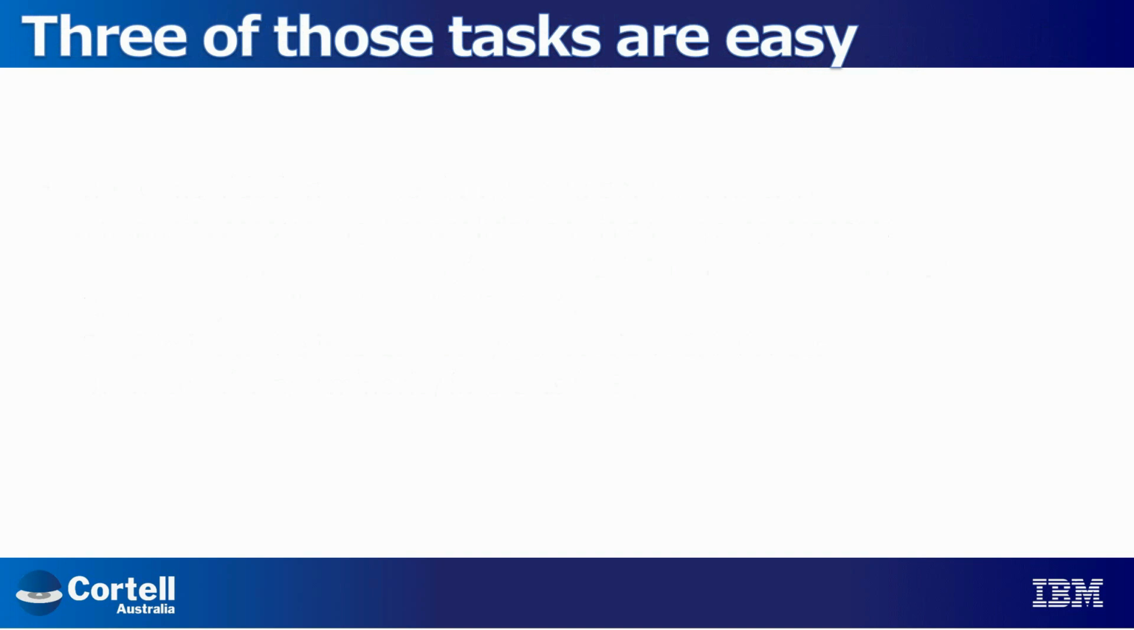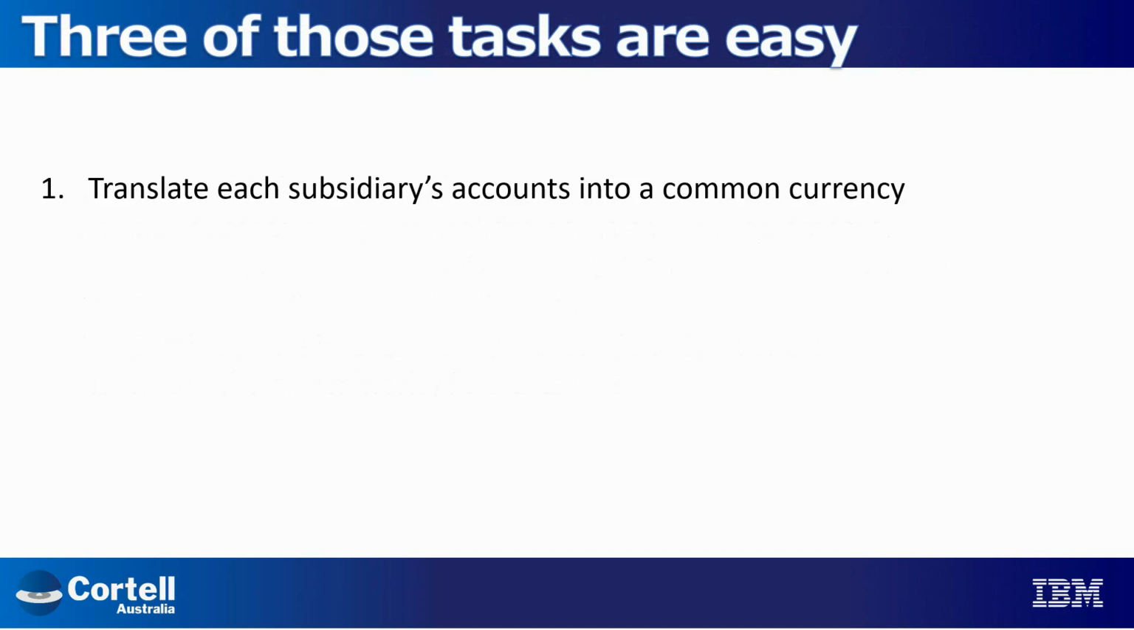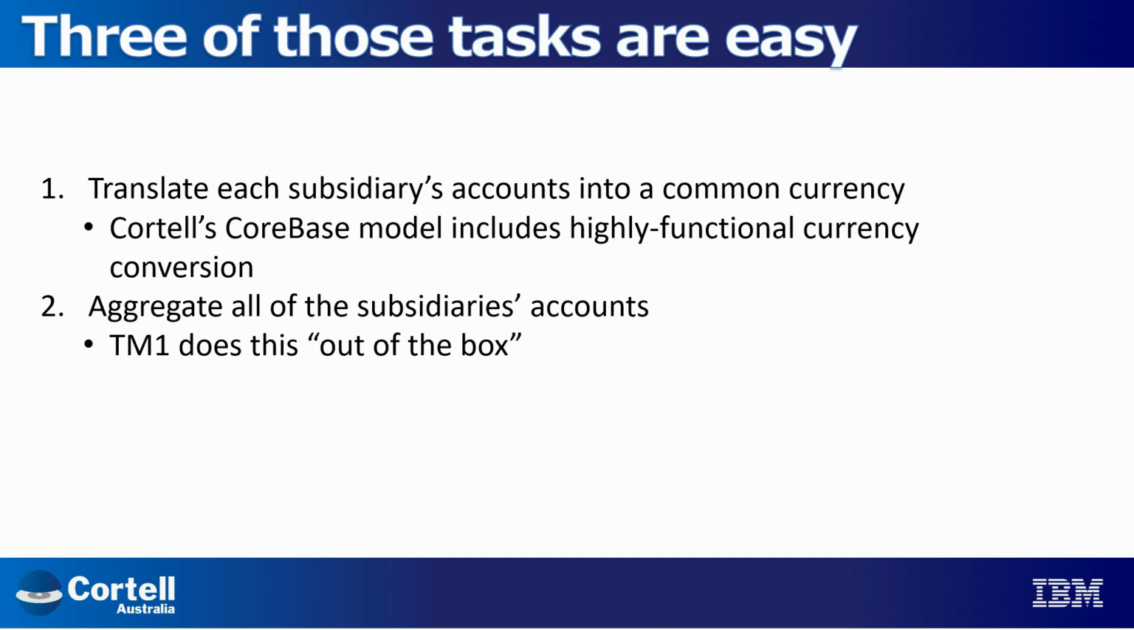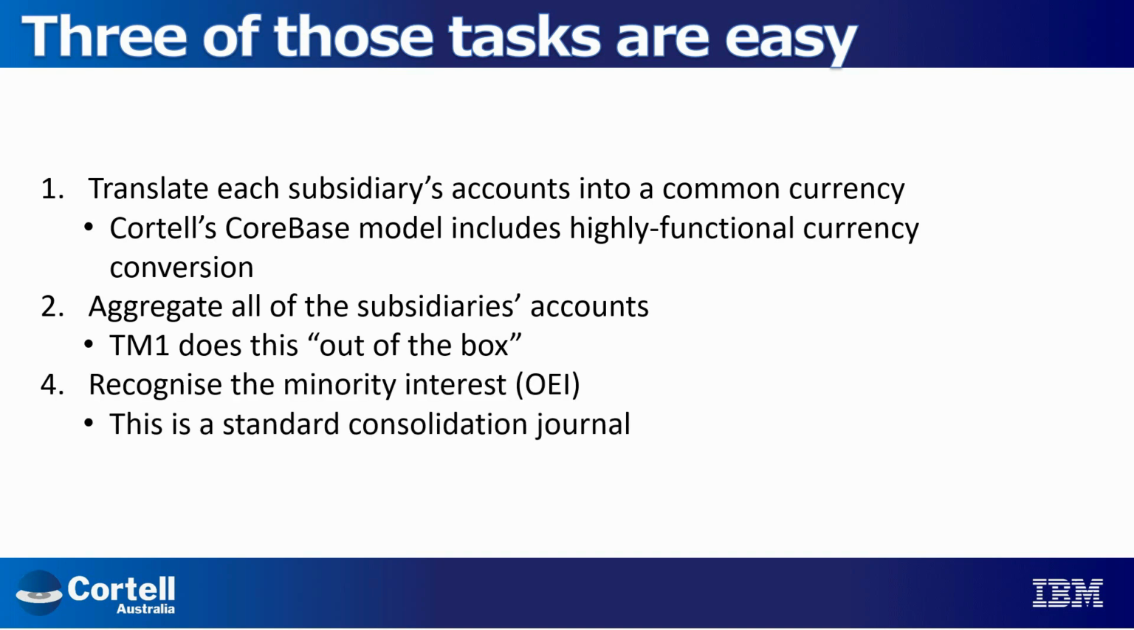Three of those tasks are easy. Translating each subsidiary's accounts into a common currency is something that Cortell's core-based model does extremely well with highly functional currency conversion. Aggregating all of the subsidiaries' accounts, TM1 does that out of the box. Recognizing the minority interest is a standard consolidation journal that shouldn't trouble your average accountant.